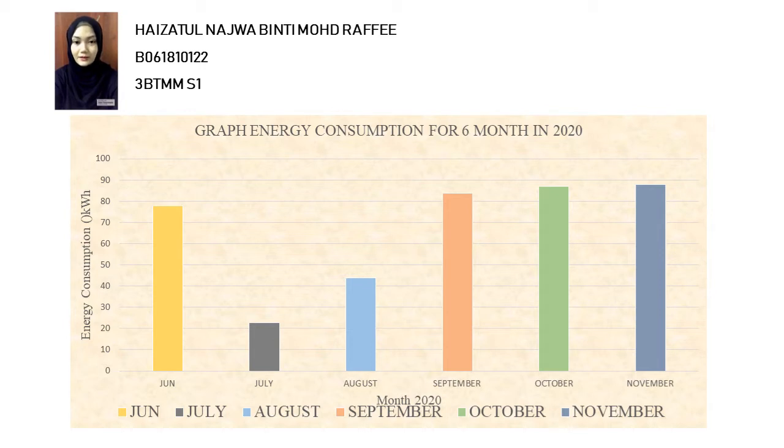I will explain about the monthly energy consumption in my house. For question 1, there is a graph that shows the monthly energy bill from June until November. It shows the energy consumption declined in July and gradually increased from August until November. The total energy consumption for 6 months is 404 kilowatt hours.